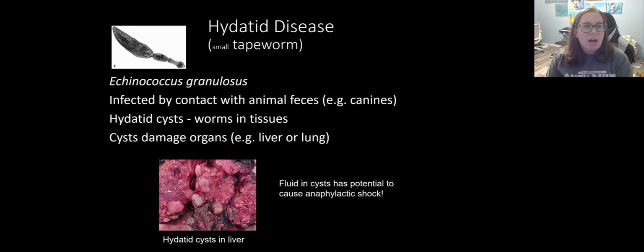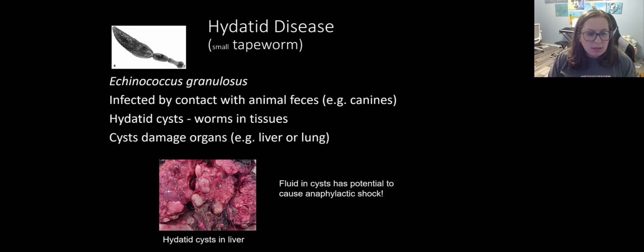The next one we want to talk about are the hydatid diseases. These are due to small tapeworms. They're still tapeworms, but they're very small. They don't get really long like the other ones do. Echinococcus granulosus is the main culprit for this type of disease. You get infected by contact with animal feces, and in this case, canines or dogs are one of the most common sources. These cysts are where the worms form in the tissues, and the cysts can damage organs such as the liver or the lungs.